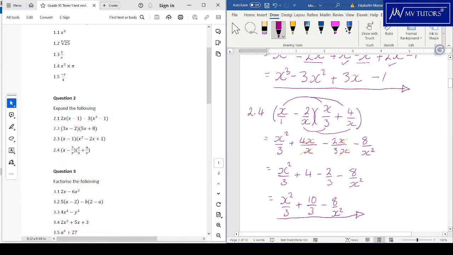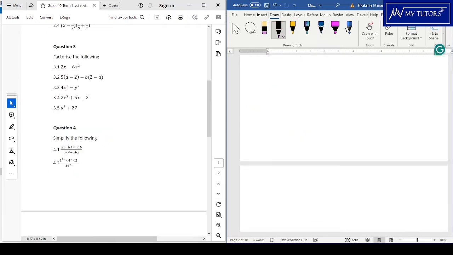Are we cool? I think we're done with question 2. Let's go to question 3. Okay, question 3.1. It says factorize the following expression. So it's 3.1. I'm given 2x minus 6x squared. Now remember what we're doing here. The English says factorize. Okay, so we have to do just that, factorize.